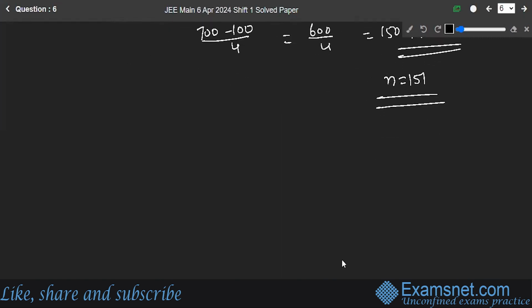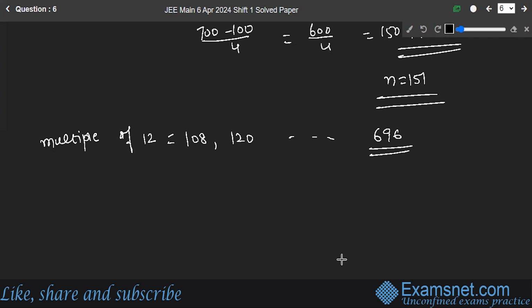Now the number of elements which are divisible by both 3 and 4, that is 12. So multiples of 12. How many are those? 100 is not. So after 100, the first one is 108, then you will have 120. The last one will be 696. This is divisible by 12.